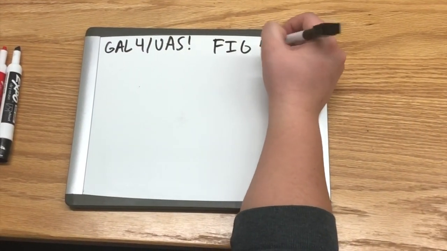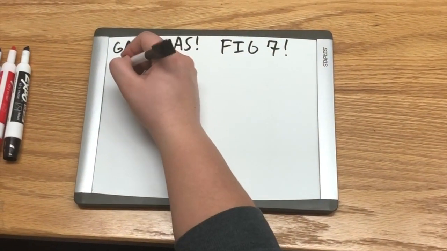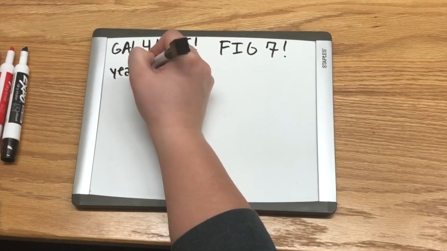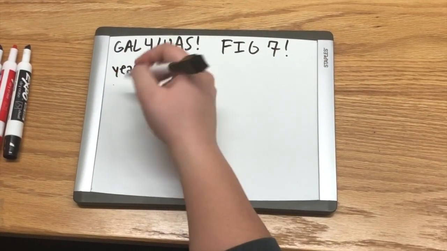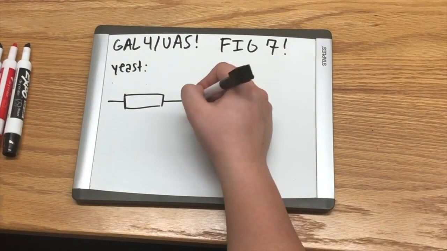I will specifically be talking about Figure 7 in this article, but in order to do so, information prior to it has to be described. The basic Gal4 UAS system has been adapted from yeast and is actually quite clever and works as such.